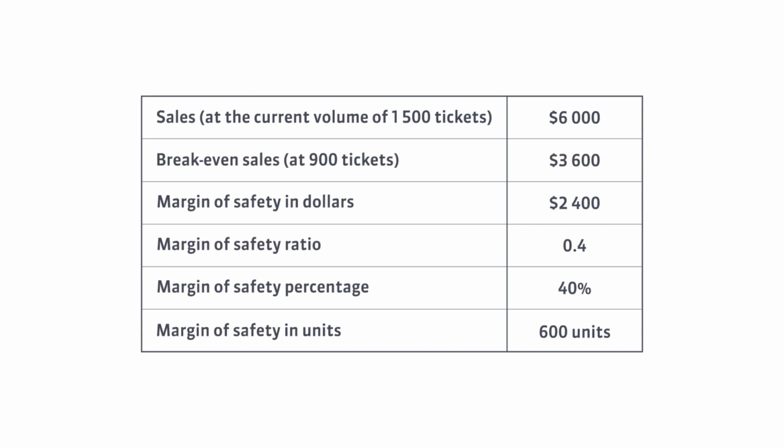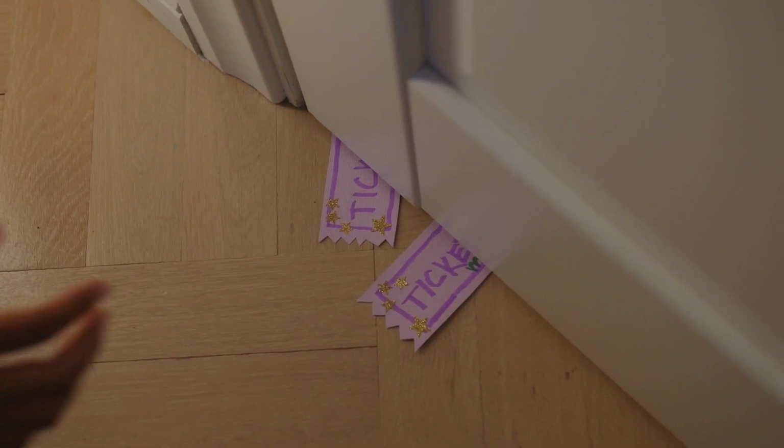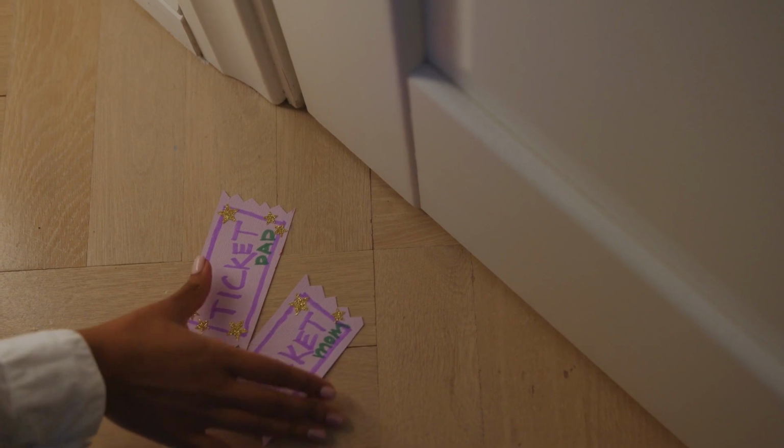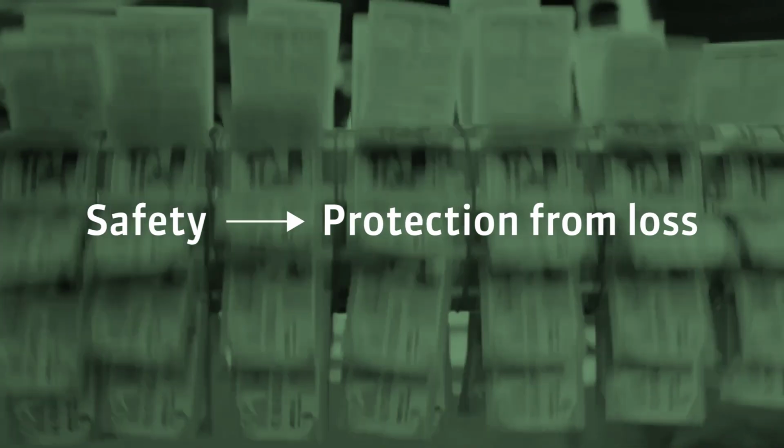The museum's sales could fall by $2,400 or by 40% or by 600 tickets before it would start operating at a loss. These $2,400 and 600 tickets are the distance to the break-even point. This distance is also 40% of the sales value. We already know that we can sell fewer tickets and still make a profit. The margin of safety tells us how many tickets fewer can be sold so that there will not be a loss. I hope you see why safety means protection from loss.